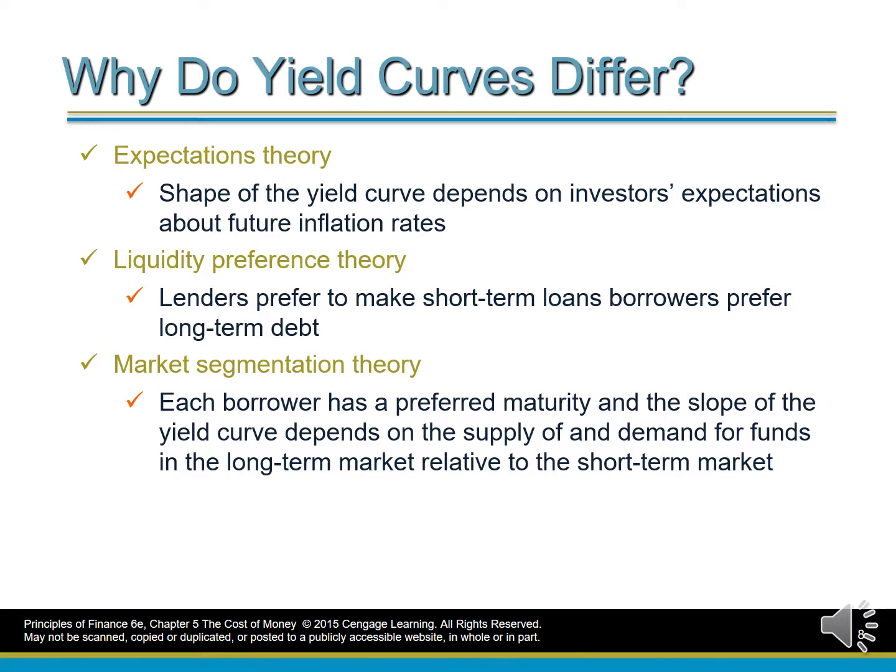Expectation theory says shapes of the yield curve depend on investors' expectations about future inflation rates. Liquidity preference theory says lenders prefer to make short-term loans, borrowers prefer long-term debt. Market segmentation theory says each borrower has a preferred maturity, and the slope of the yield curve depends on the supply of and the demand for funds in the long-term market relative to the short-term market.